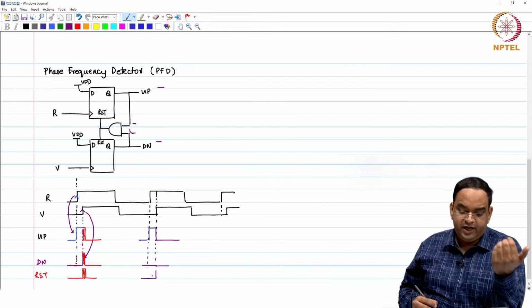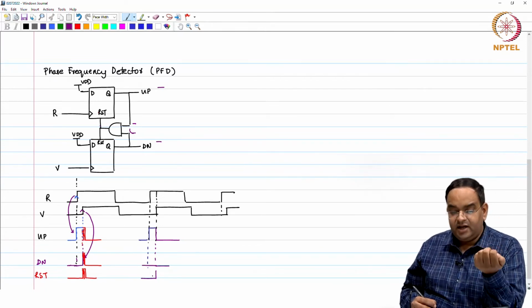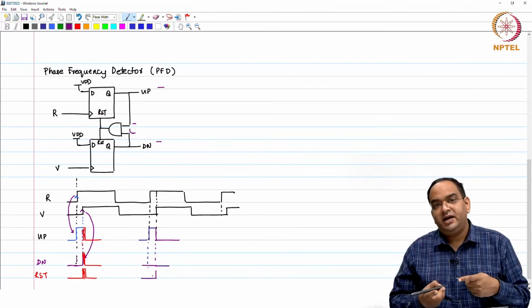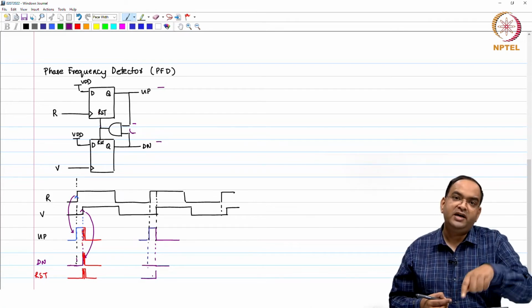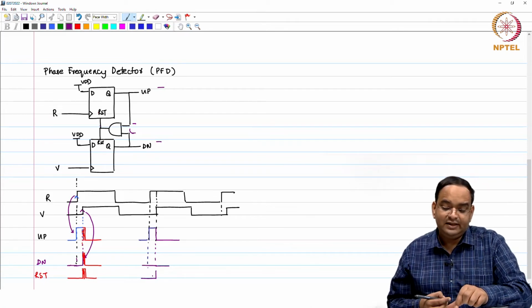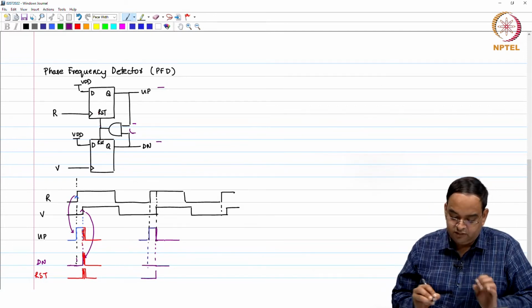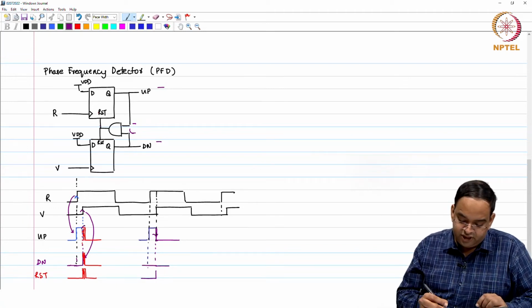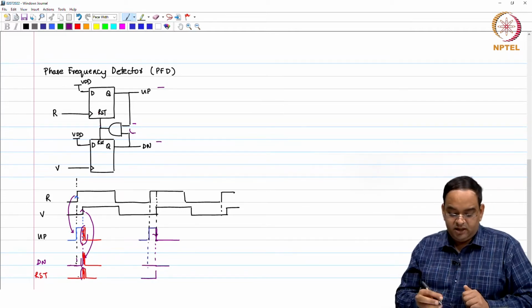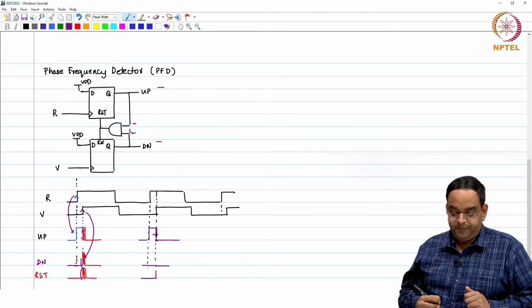As soon as you get your rising edge on V, your down signal goes high, and up was already high. So, up and down will both make reset go high, and the reset signal will reset the outputs of the two D flip flops. So, actually your up will come down. Okay. So, everything happens at the same instant. Here I am showing that there is some kind of delay associated with it, but the actual phase error information is in this part only, right.